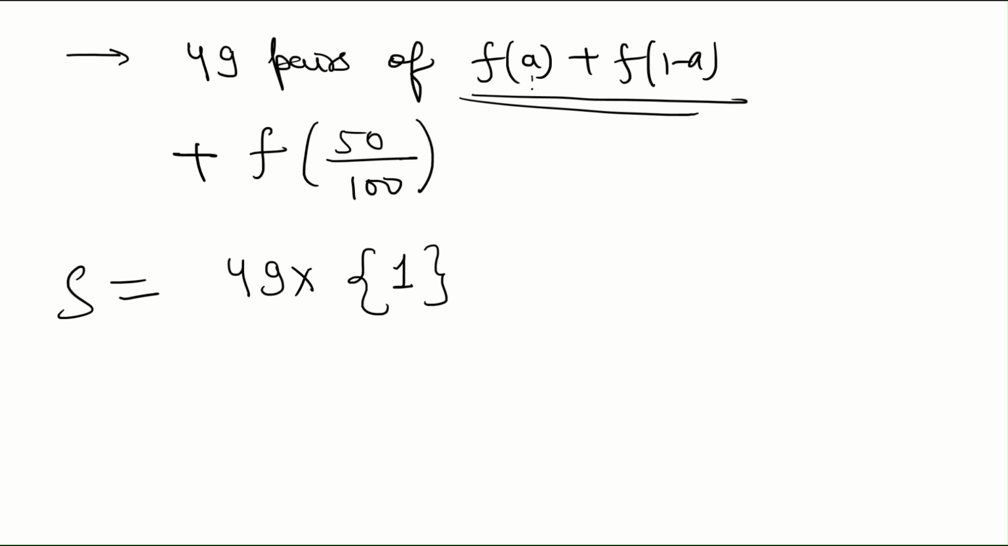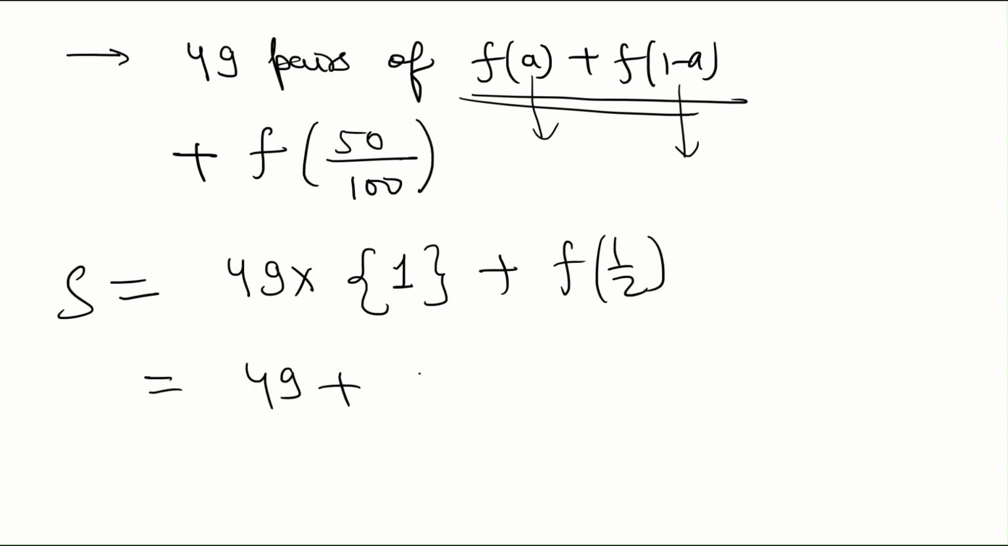Similarly, f of 2 over 100 and f of 98 over 100 is also coming out to be 1. So this is what we are getting: 49 pairs whose value is 1 plus one extra term, f of 50 over 100, which is nothing but f of half. And f of half is really easy to calculate.